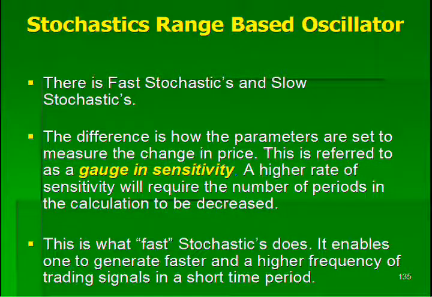Now, just to let you know, there's fast stochastics and slow stochastics. I already let the cat out of the bag. I like to use fast stochastics with a 14-3 setting. The reason is I like smaller time periods. The smaller the parameters are set for any indicator, that gives you a measure of the change in price, and it's referred to as the gauge and sensitivity. The larger the time periods, the less sensitive the indicator is, the fewer signals it will generate. Since I'm a momentum trader and a foreign currency trader, by all means, you are a momentum trader.